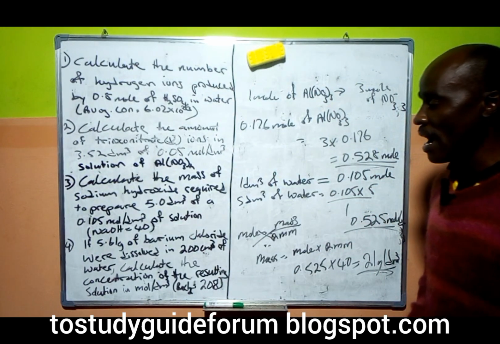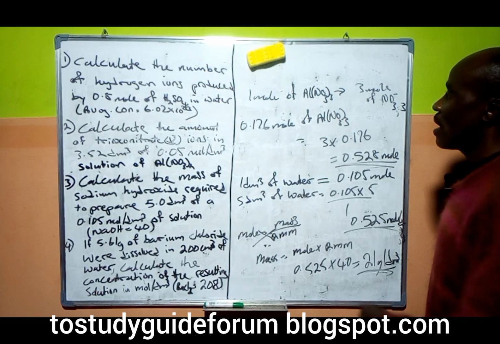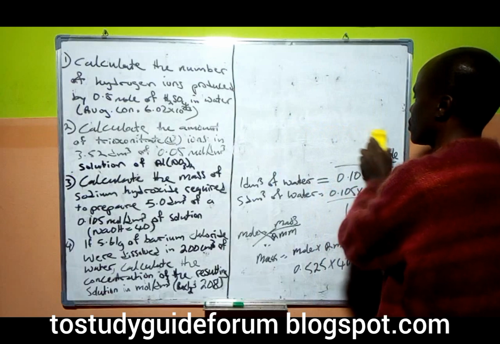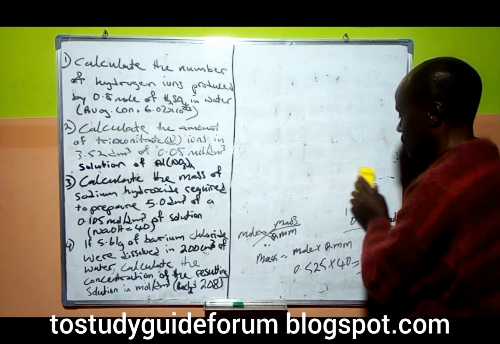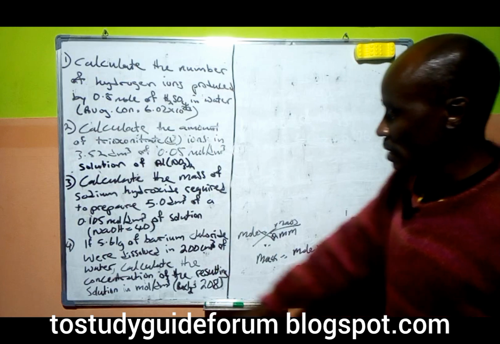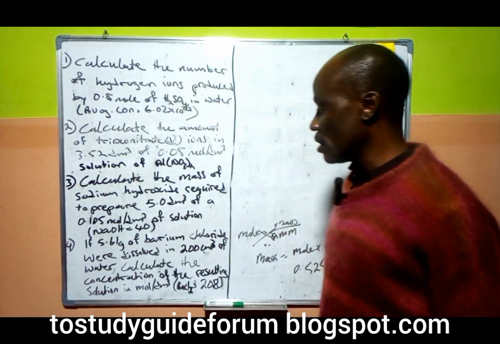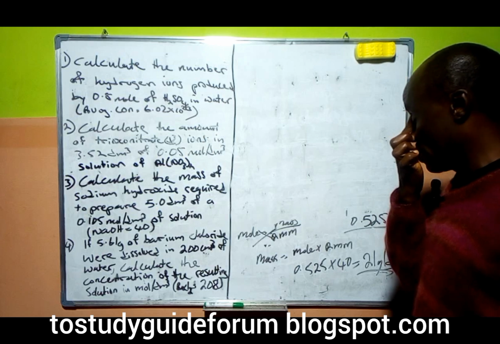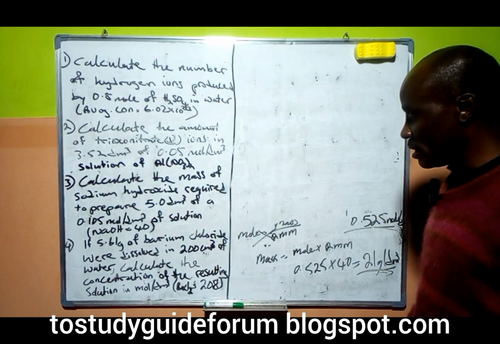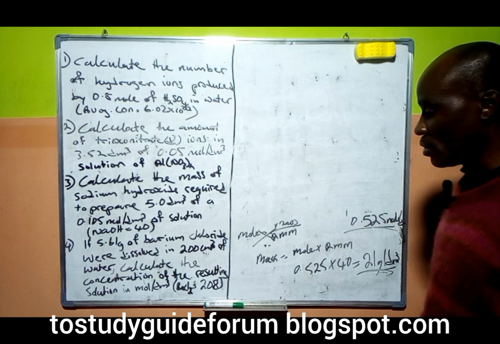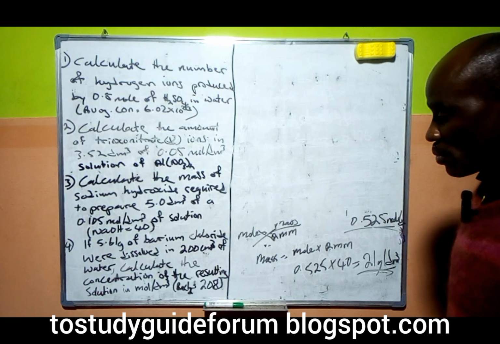So the last one we have there, let's look at the last one. They say that if 5.61 gram of barium chloride were dissolved in 200 cm cube of water, calculate the concentration of the resulting solution in mole per dm cube.